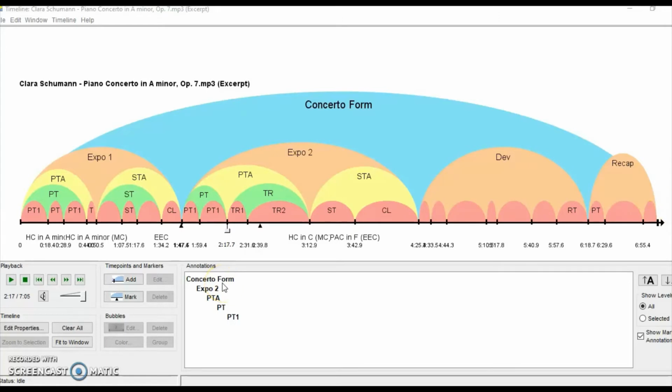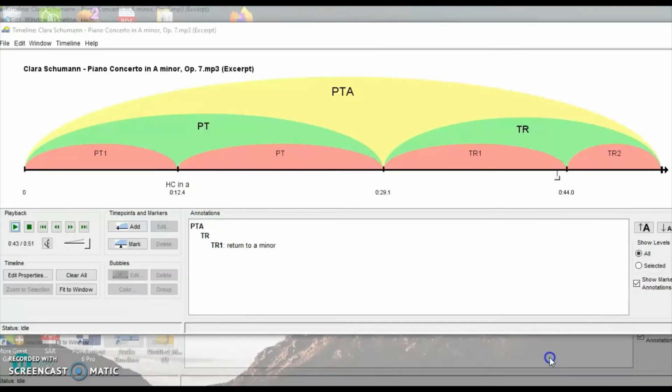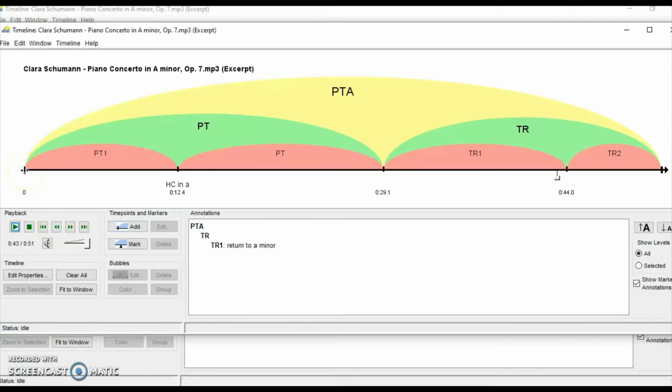Let's delve in a little bit deeper. One section I want to look at is the primary theme here in the second exposition. This is our primary theme. This is very recognizable throughout the piece. It cadences with a half cadence in A minor, which lets in, I would call this phrase an antecedent, the next one a consequent, kind of answers it.